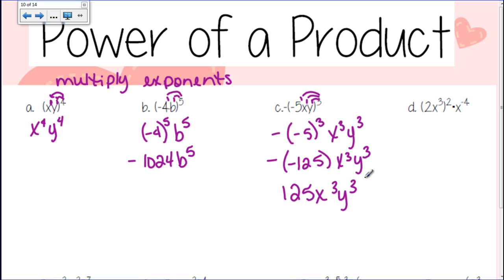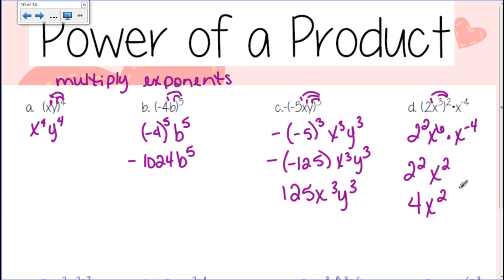So now let's deal with D. There's an invisible exponent of 1 here, so I'm going to distribute this 2, so I end up with 2 to the 2nd, x to the 6th, because I have to do 2 times 3. All of that is times x to the negative 4. Well, now I have like bases. And so I have x to the 6th and x to the negative 4. So now I have to add those exponents. So I have 2 squared times x to the 6 plus negative 4, which is just squared. And when I do 2 squared, that's 4, so this becomes 4x squared.